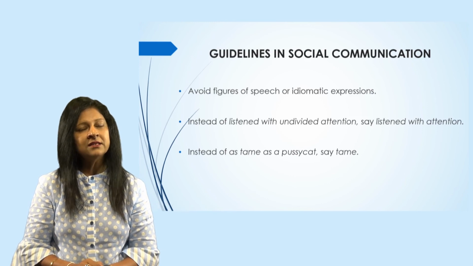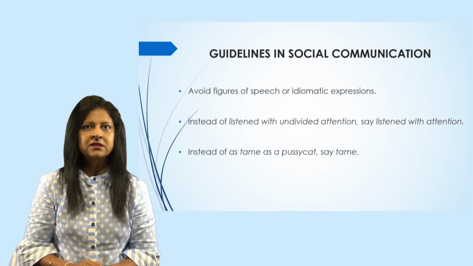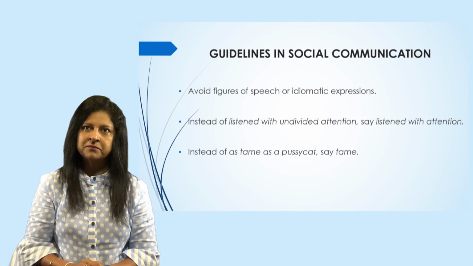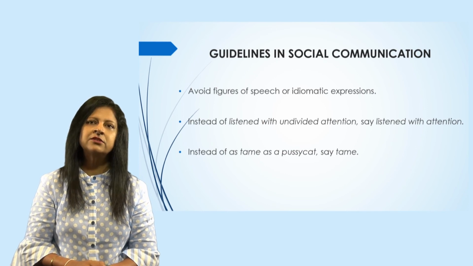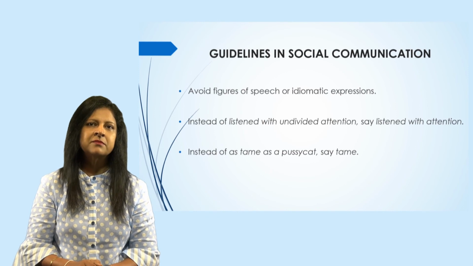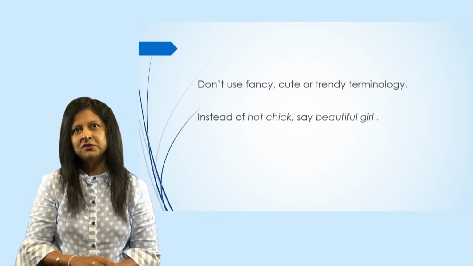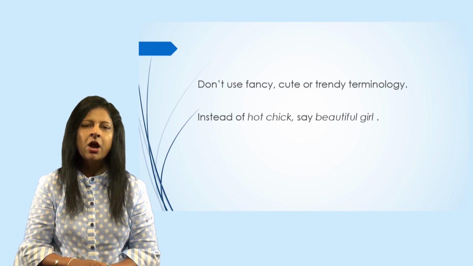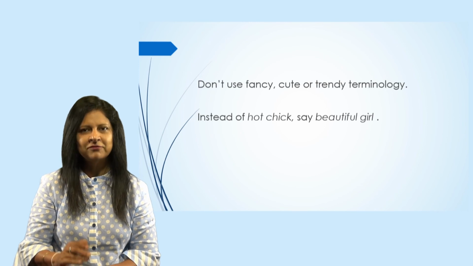So, guidelines in social communication. Avoid figures of speech or idiomatic expressions. Instead of listen with undivided attention, say listen with attention. Instead of as tame as a pussycat, say tame. Don't use fancy, cute or trendy terminology, such as instead of hot chick, say beautiful girl.